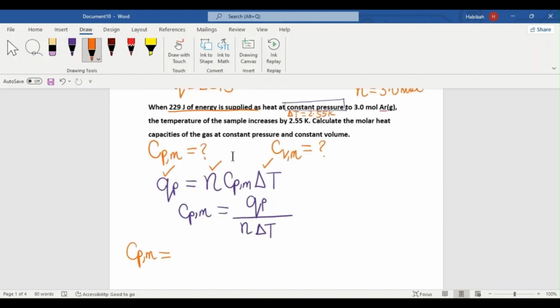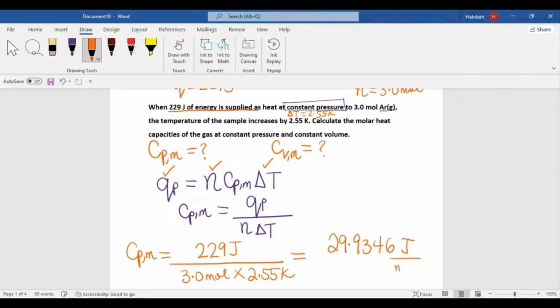So remember, when we look back at our question, the heat at constant pressure is 229 joules. The number of moles is 3.0 mole, and the change in temperature is 2.55 kelvins. So now you multiply and work with what you have, putting this information in the calculator. We end up with 29.9346 joule per mole Kelvin. So this is the molar heat capacity at constant pressure.